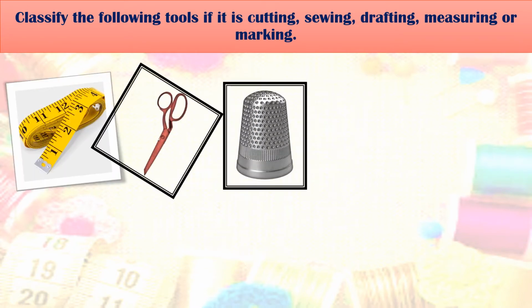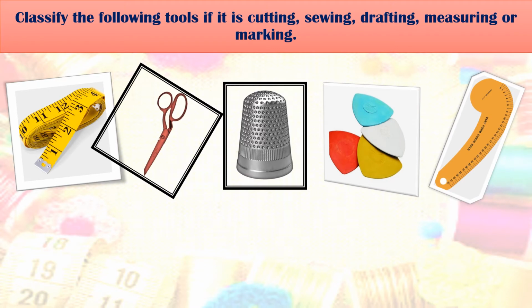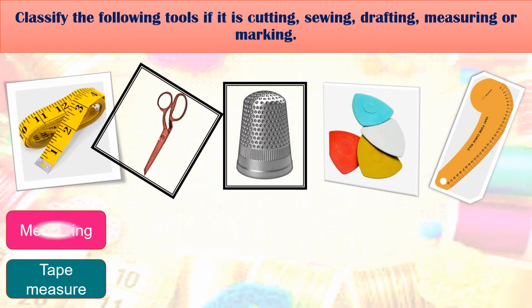So I have here some tools. The first picture, what do you think is this? That is a tape measure. Where do you think this tape measure is categorized? Is it cutting, sewing, drafting, measuring, or marking? So the answer is, okay, very good. It is measuring. The next picture that we have is the scissors.